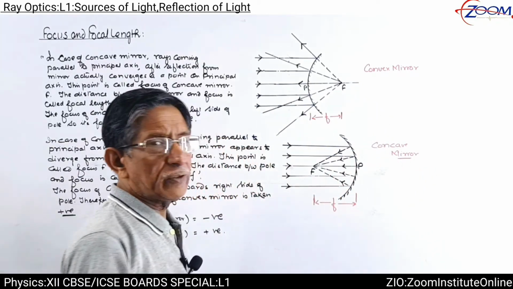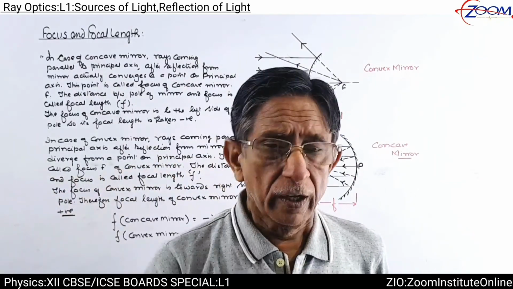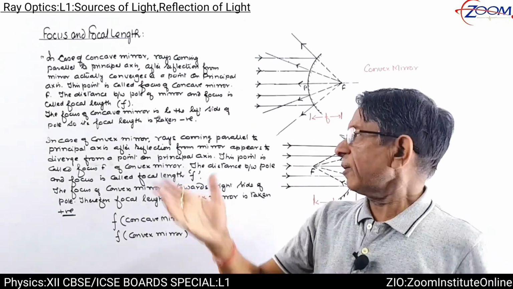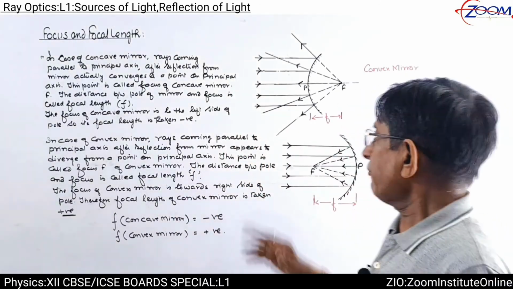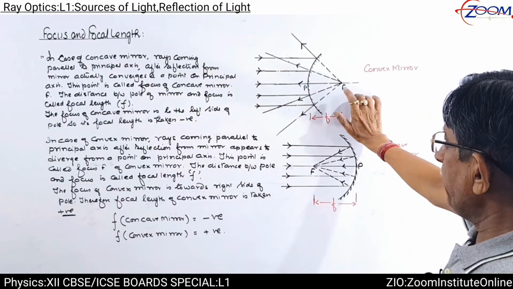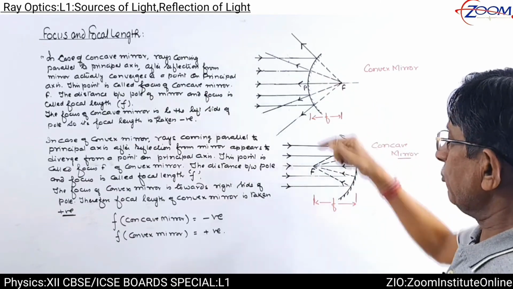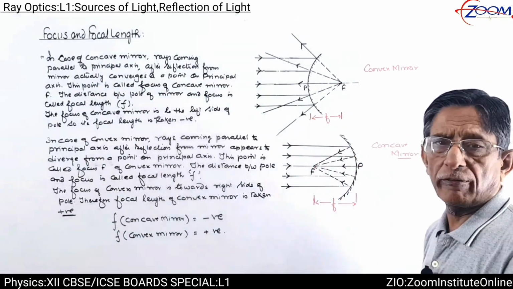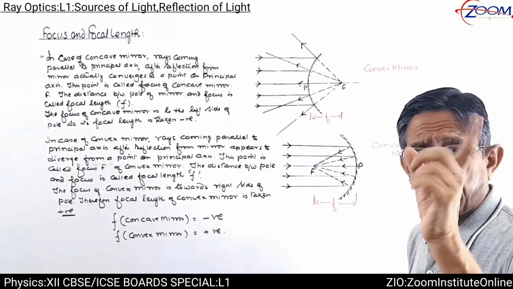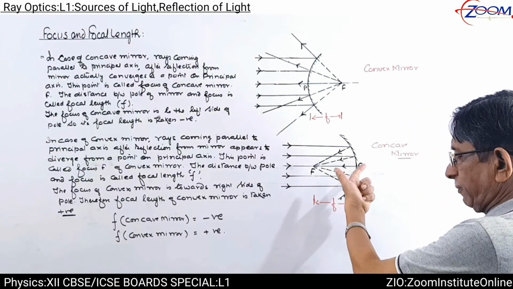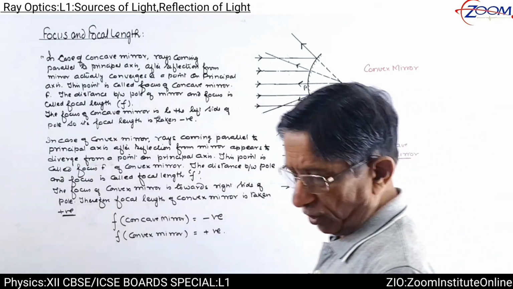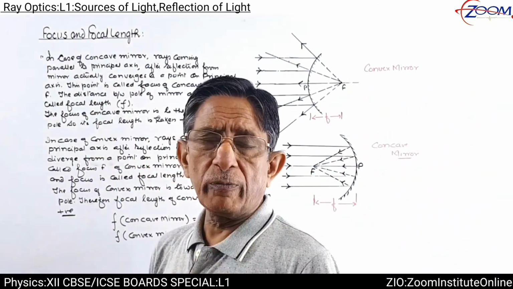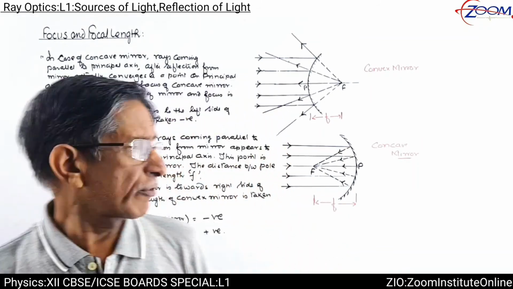So dear students, remember this very important term because basically the optics part starts from here only. The rays coming parallel to principal axis after reflection either appear to diverge from a point in case of convex mirror or they actually converge to a point in case of concave mirror. The point is called focus. The distance between pole and focus, dear students, is called what? Focal length.